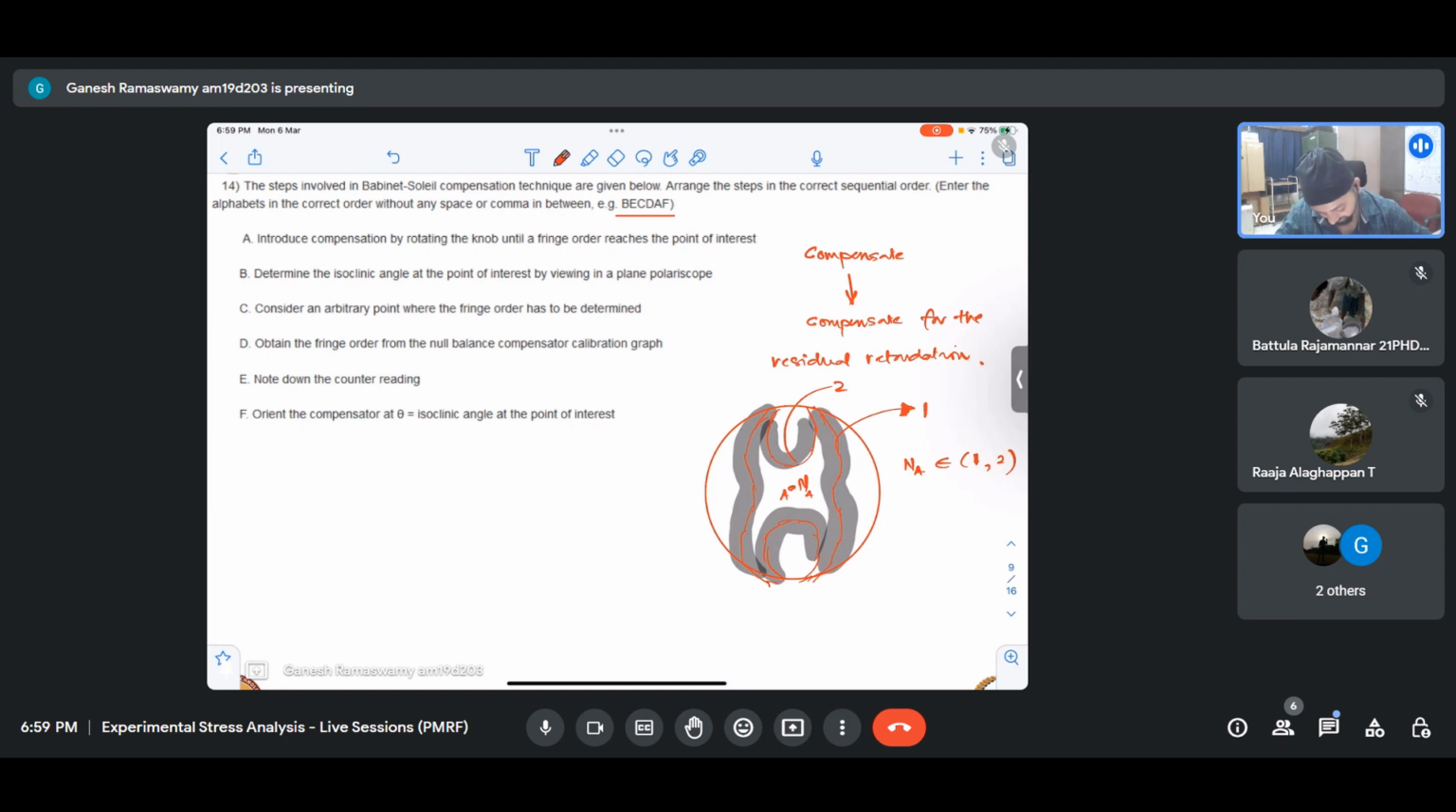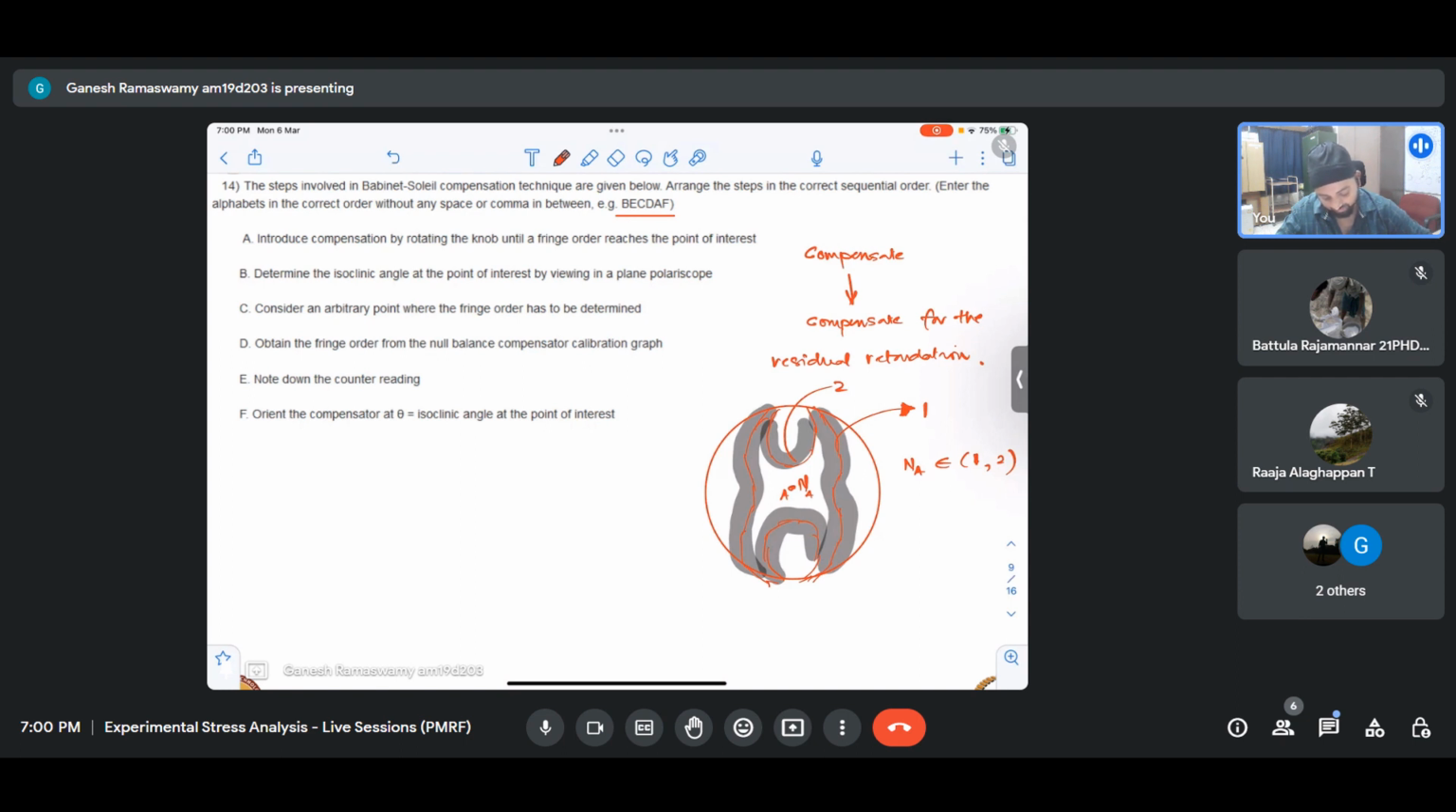Introduce compensation by rotating the knob until the fringe order reaches that point. Determine the isoclinic angle at that point. Consider an arbitrary point where the fringe order has to be determined. Obtain the fringe order with the null balance compensator calibration graph. Note down the counter reading. Orient the compensator.